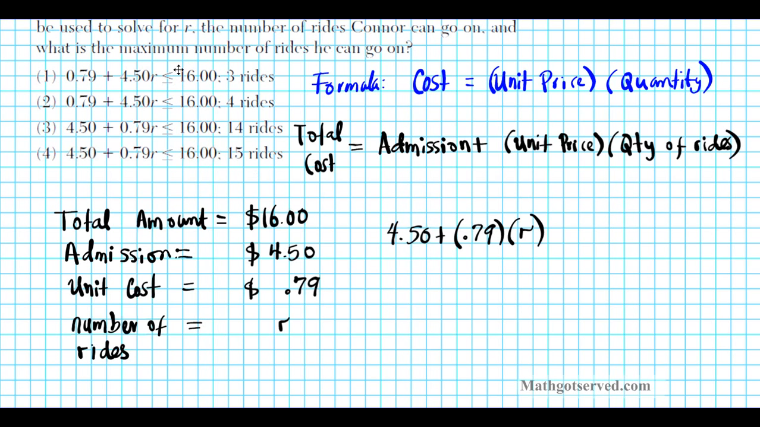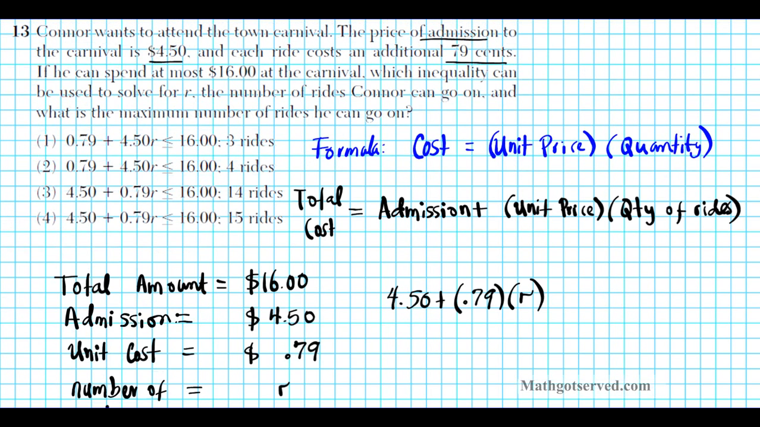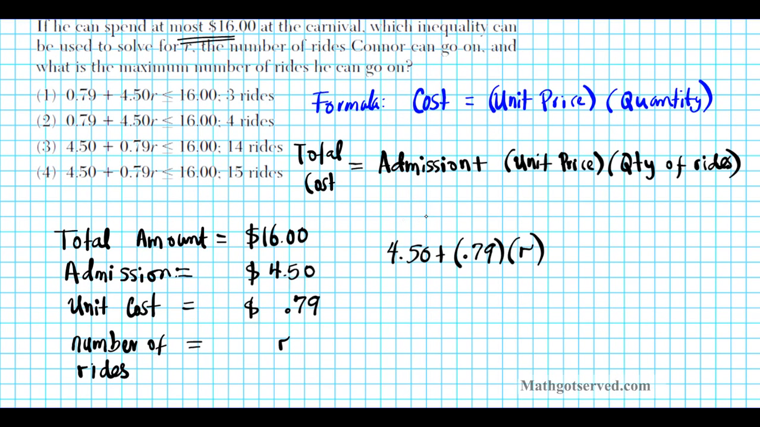Now, it is at most $16. What does at most mean? At most means it can't go higher. It could be equal, it can go higher. Can you go lower? Absolutely. So at most means less than or equal to $16. Okay, so let's make this look pretty.